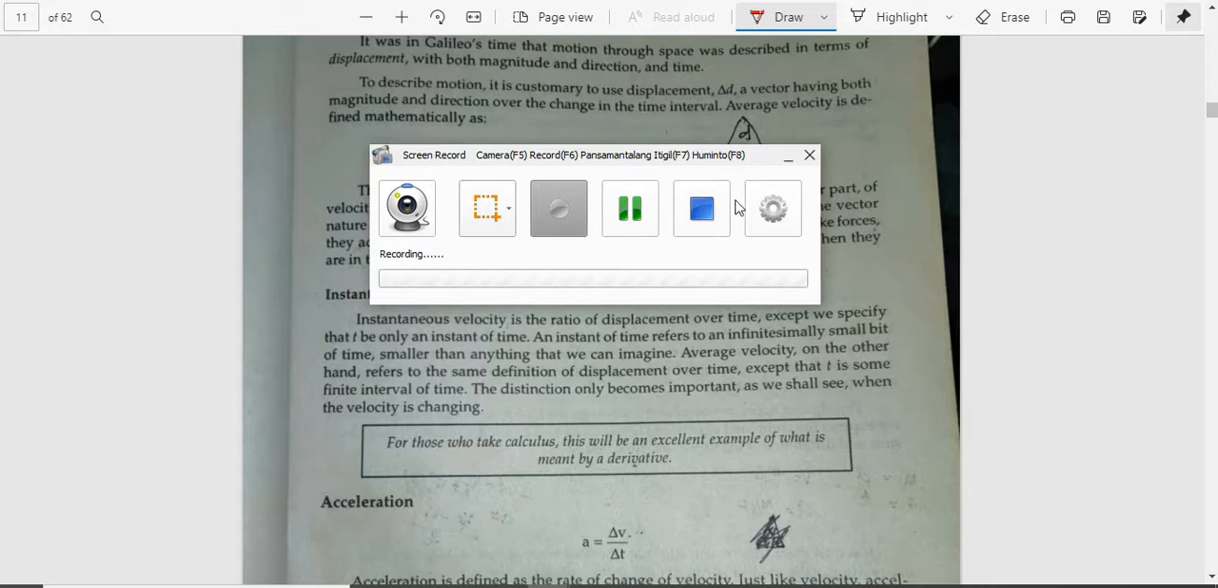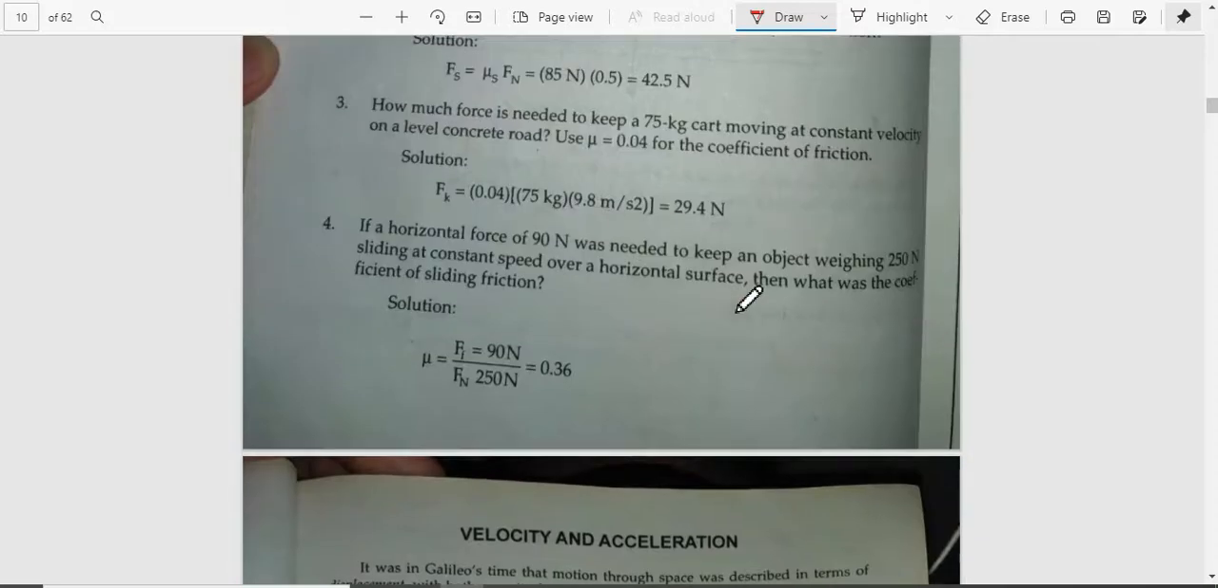Hindi ko makita ang time. Let me pause it. Okay, so let us continue.